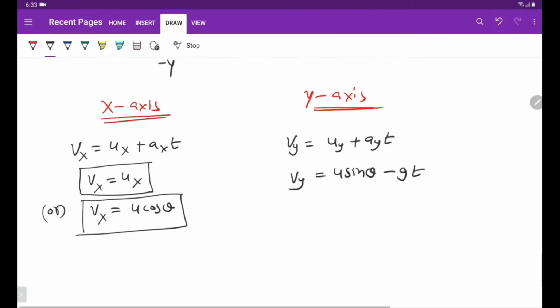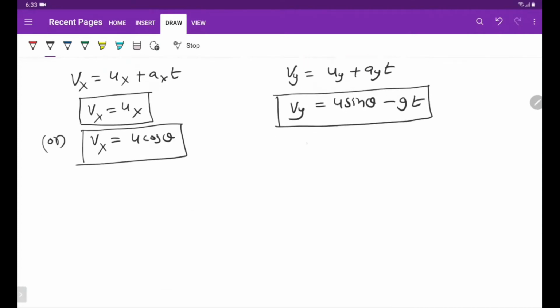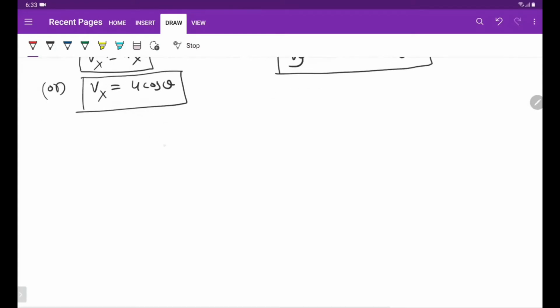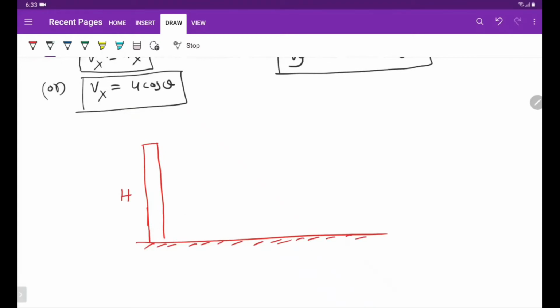So vy we can write like this. Here vy changes its direction, but vx is always constant. If we plot the diagram, we can represent vx and vy in this diagram. So this is a building of height h. We projected the particle making an angle theta with velocity u, so it will follow this path.